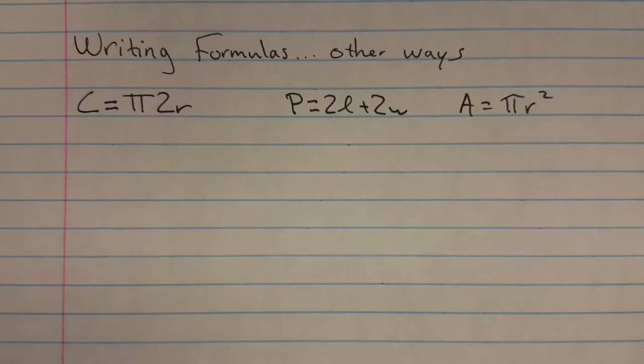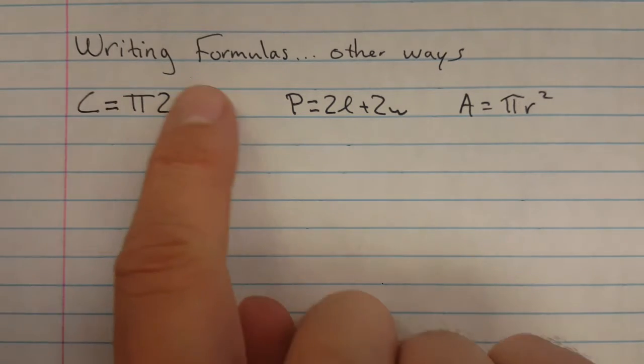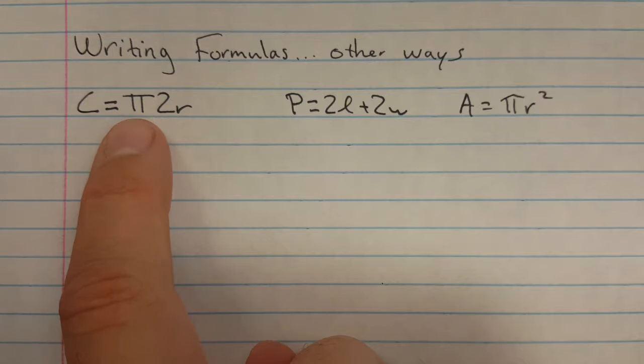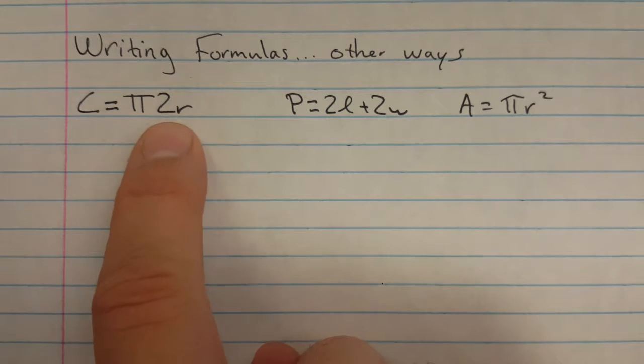Okay, students, here's what we're going to do. We're going to write some formulas the other way around. So here's some good old-fashioned formulas. This is the circumference formula. It's pi times 2r, or pi times diameter.